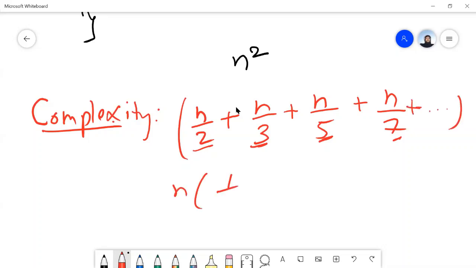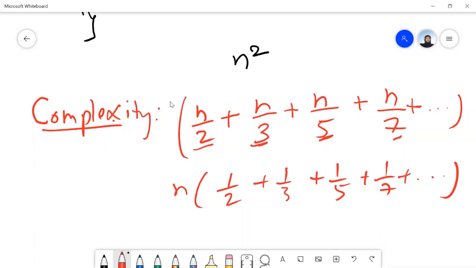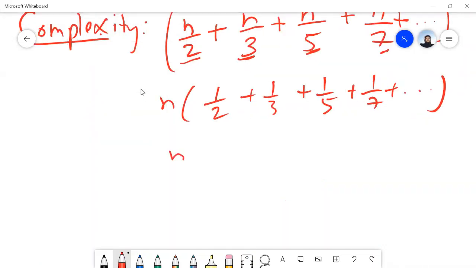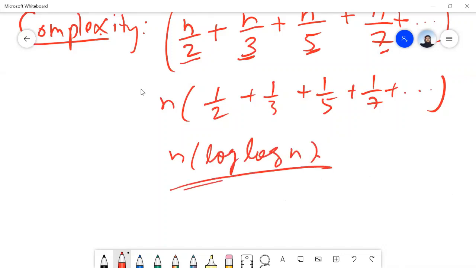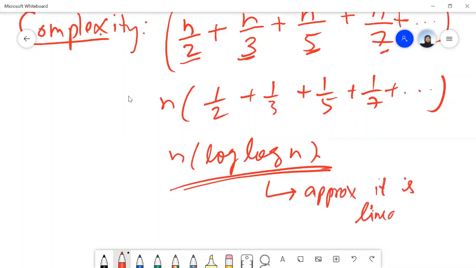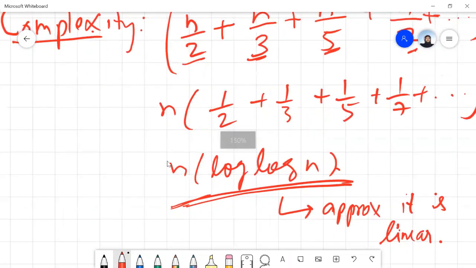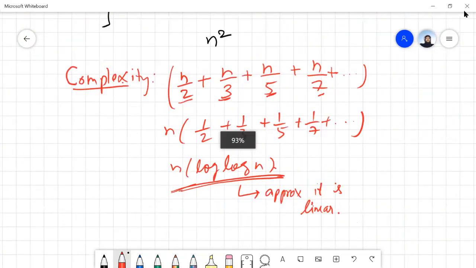So if I take n common, it would be 1 by 2 plus 1 by 3 plus 1 by 5 plus 1 by 7, and the sum of this is log of n. So our time complexity becomes n log of n. So you can say approximately it is linear. Okay. So approximately the time complexity is linear, or to be specific, it is n log n. So this is how the complexity of this program works.